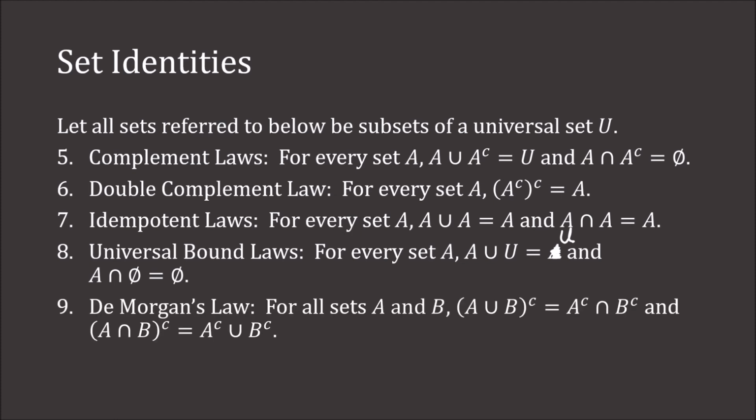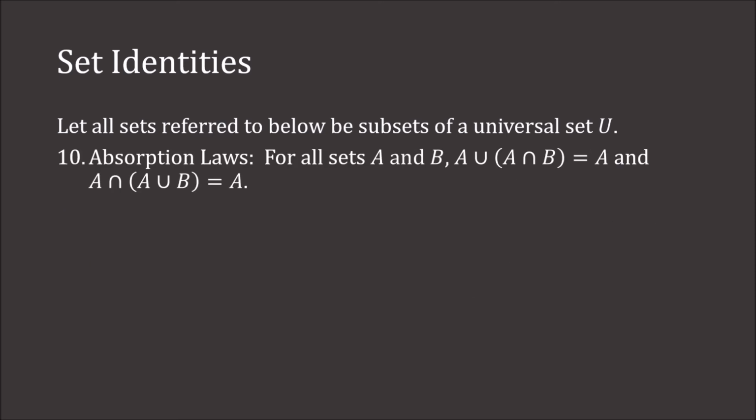De Morgan's laws, for all sets A and B: the complement of A union B is the complement of A intersected with the complement of B, and the complement of A intersect B is the complement of A unioned with the complement of B. The absorption laws, for all sets A and B: A unioned with the quantity A intersect B is just A, and A intersected with the quantity A union B is just A.